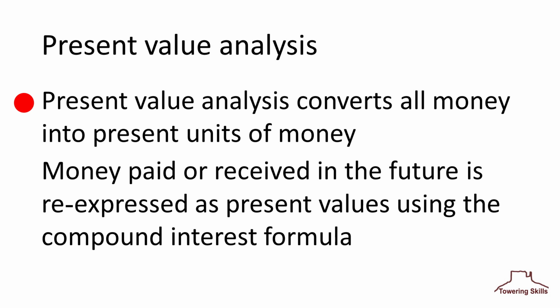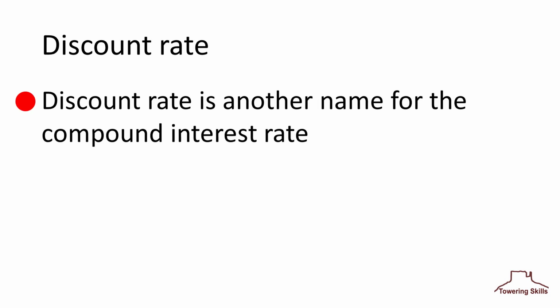Reiterating, present value analysis converts all money into present units of money: present dollars, present pounds sterling, present euros, present yuan. When we say present dollars, we mean money or value generated, paid, or received in the future, but re-expressed as present values. To move future money back to the present, we use compound interest formulas. Investors also use the term discount rate and discount factor as other names for compound interest. We'll discuss the discount rate more in later videos, such as when we discuss the net present value and benefit cost ratio.